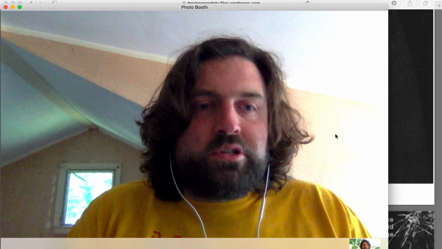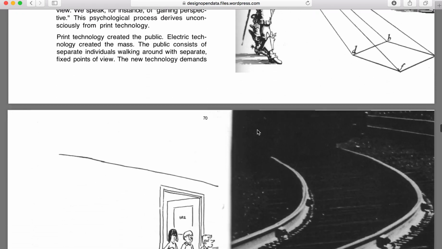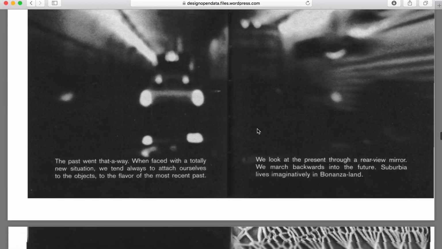Now, I've showed you a little example from here. This is what the book, the graphic novel, looks like.